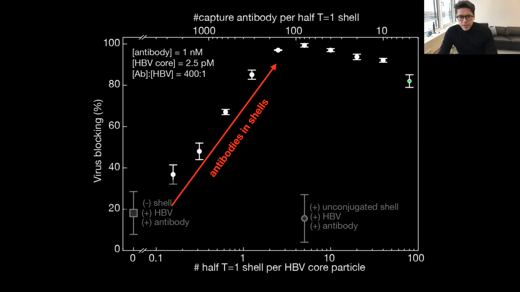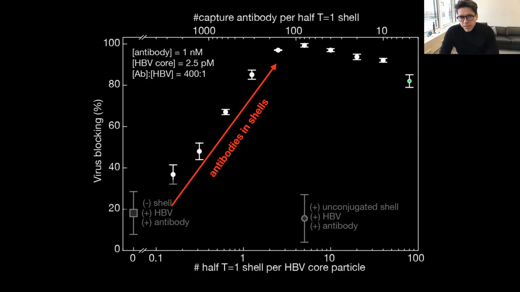Here we are at a ratio of about 2 shells per hepatitis B capsid in the system, and then we get about 100% of virus blocking. This shows that we have the antibodies in the shells, they promote the sticking to the capsids, but the shells really contribute to keep preventing the virus from interacting with the surface, full occlusion presumably.